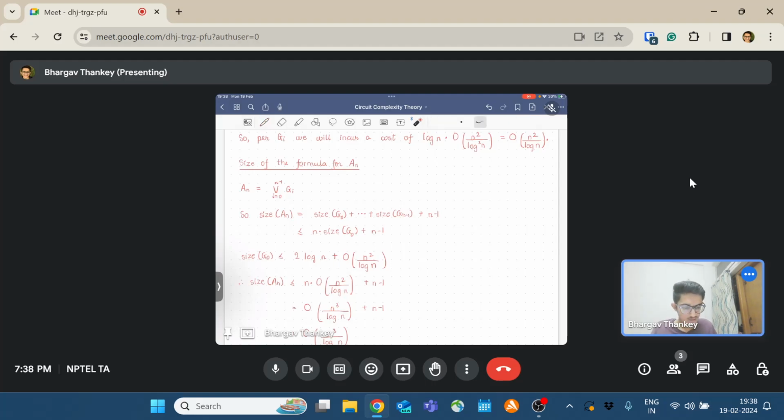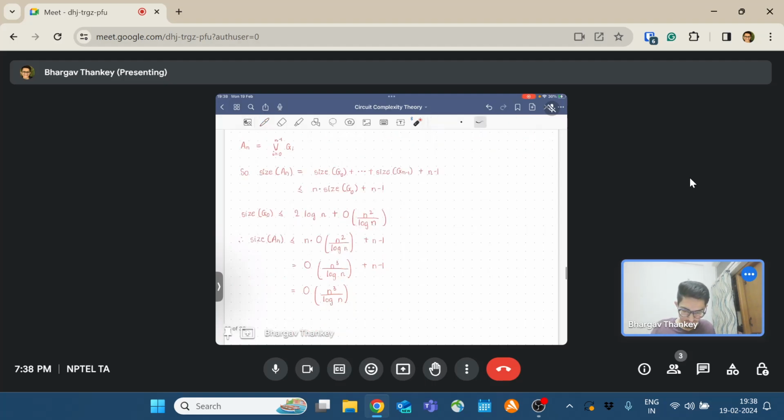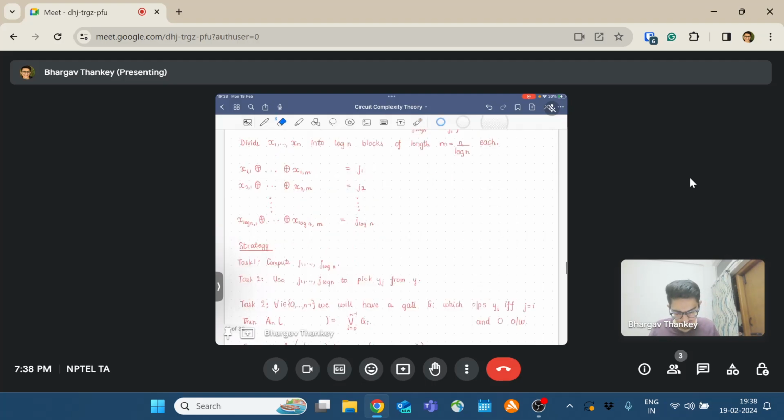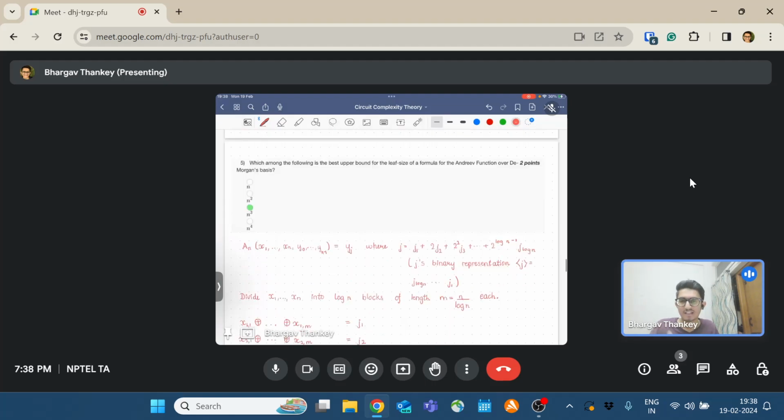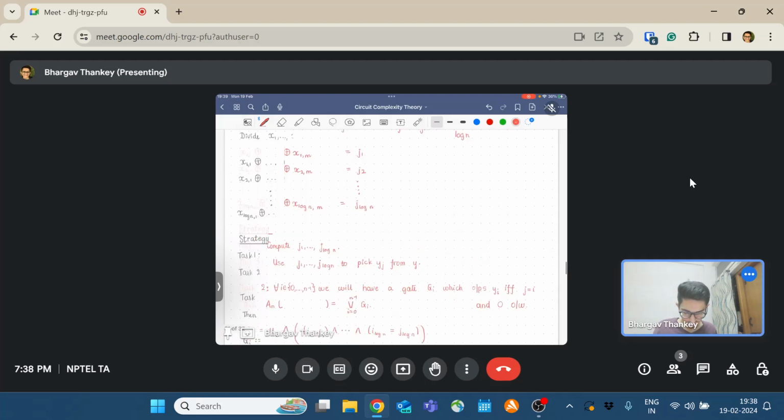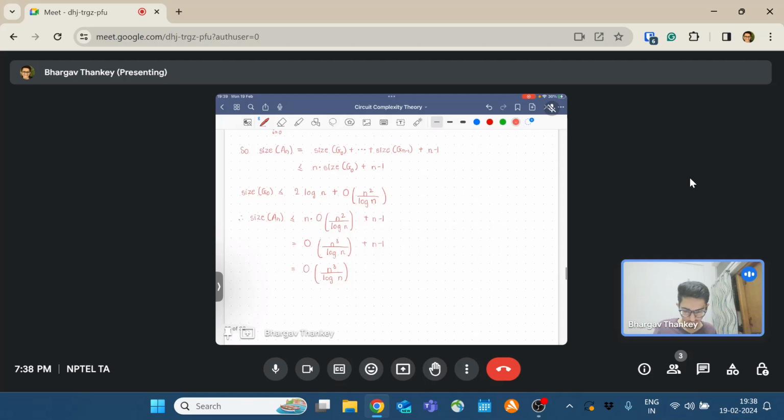So is this fine? If you look at the options, the tightest is n cube. The closest is n cube, so among the options that's the best. Is this fine? Okay, we still have 20 minutes, so we can solve a few more problems. Let's look at the next one.